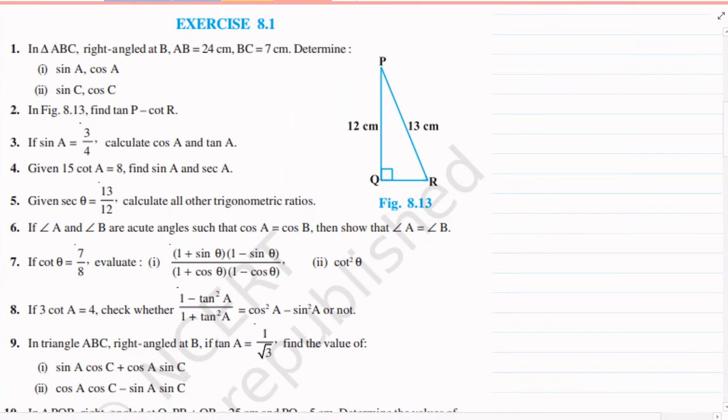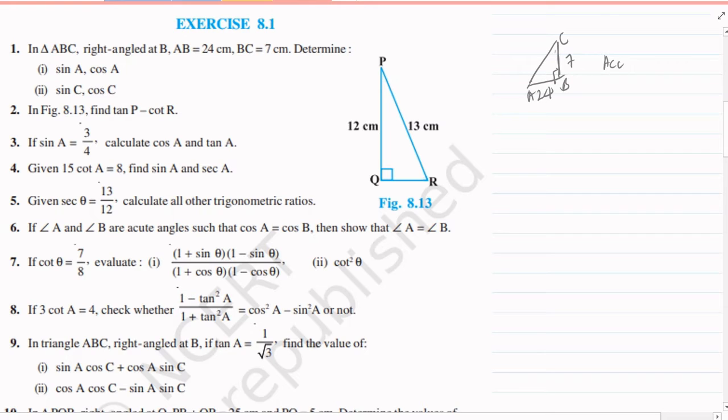So let's start with 8.1. In a triangle ABC, right angled at B, AB is equal to 24 cm and BC is equal to 7 cm. So first, let's draw a right angle triangle, right angled at B, and this will be A and this will be C. Name it anything else, it does not matter. AB is 24 and BC is 7.